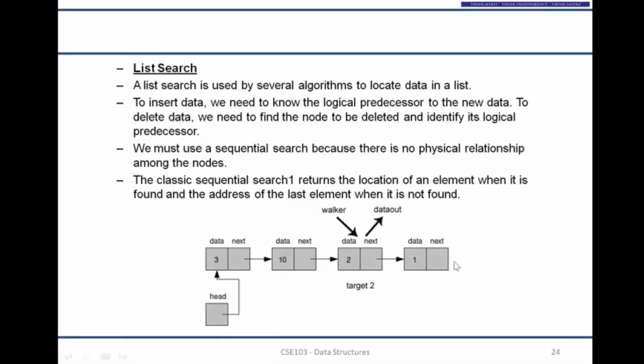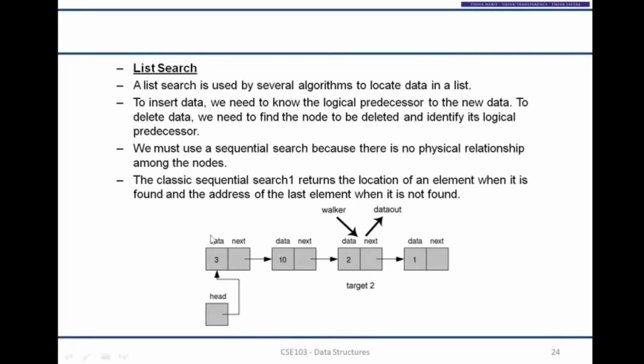If you take the diagram given here, the head pointing to the first node is 3. 3's next is 10, 10's next is 2, 2's next is 1, and 1's next is null. So 4 elements are there. Suppose we need to search for target 2. Then we need to perform a search operation. So create a walker temporary variable, and initially walker will point to whatever head is pointing to. So initially walker will point to 3.